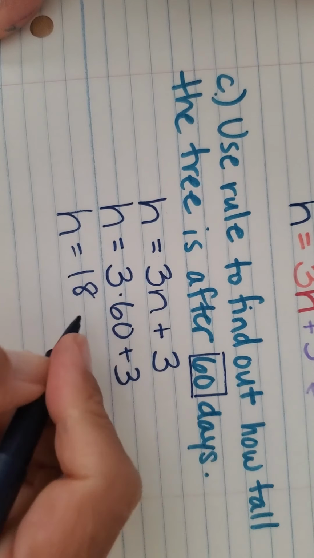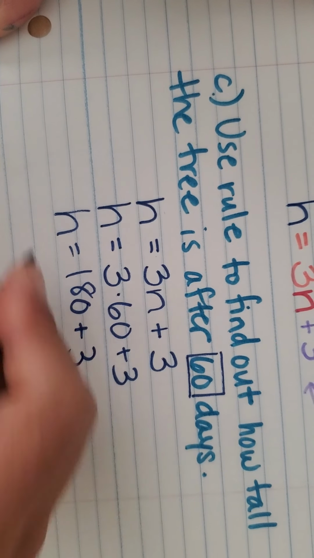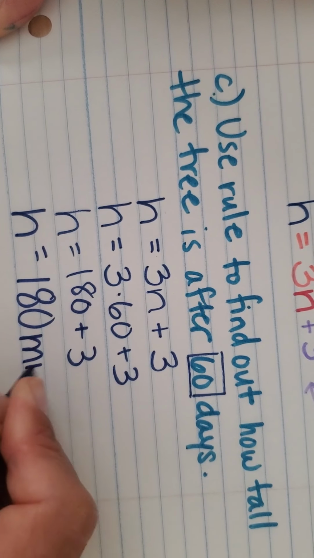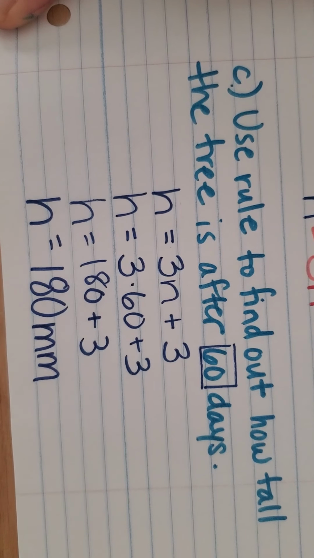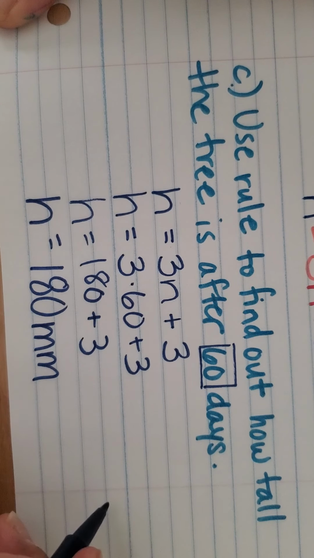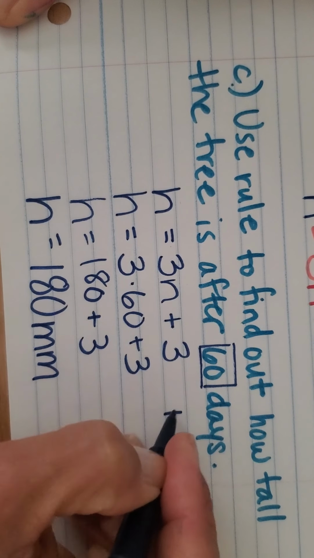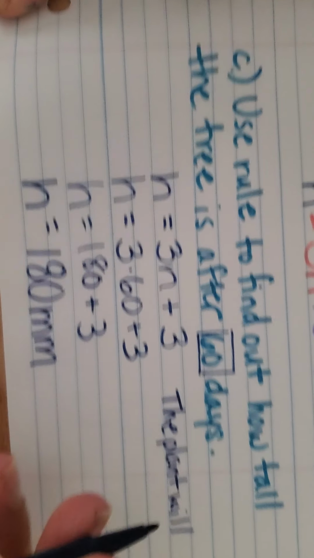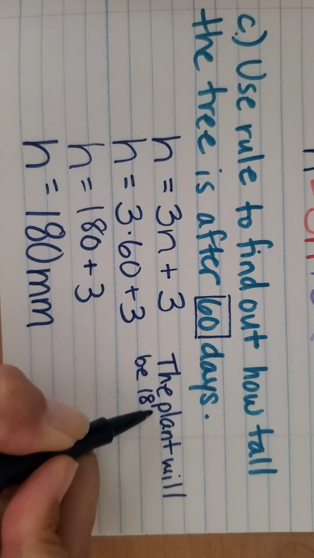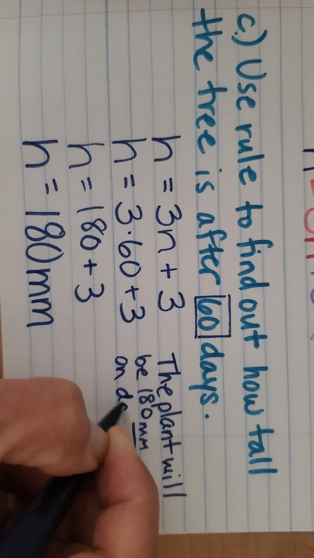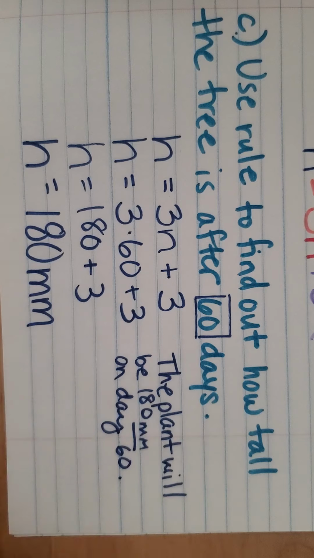Whoops, sorry. I'm running out of room here. So the height of the tree after 60 days will be 180 millimeters. And it's really a good idea to write that sentence out as a declaration. The plant or tree will be 180 millimeters, don't forget units, on day 60. And that's warm-up number 5. Hope that helped.